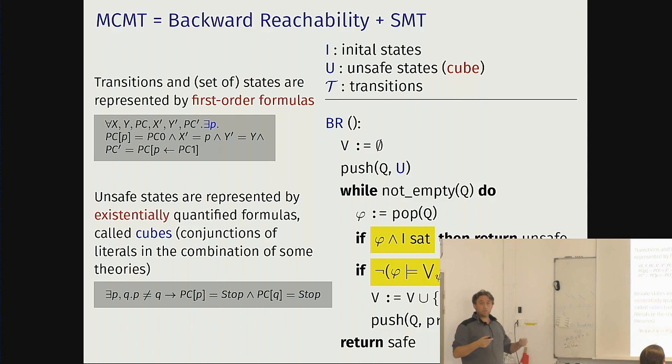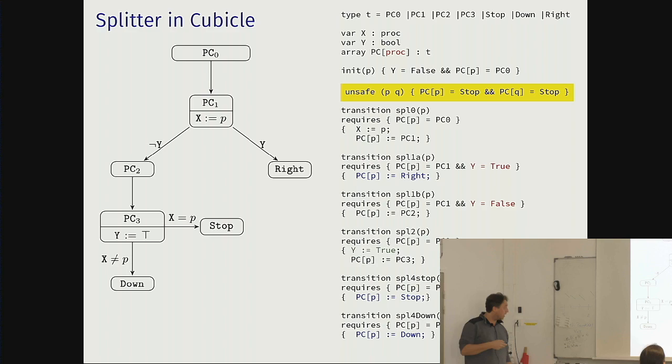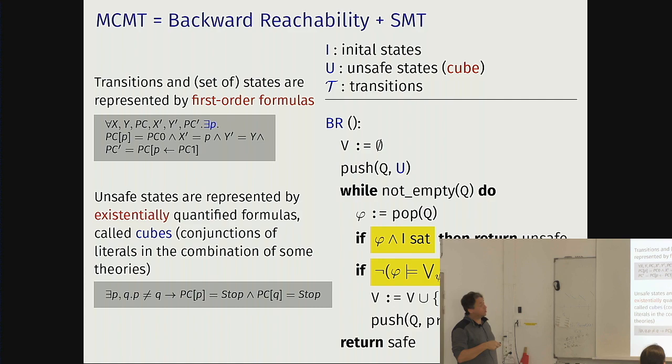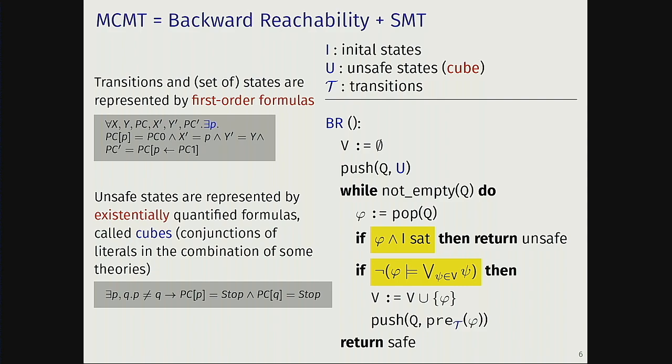So basically, you have a universally quantified formula that describes initial states, again for all p. And you have an unsafe formula, Q, that describes bad states, and you have your transition system described using this kind of formula. As usual, you have a set V of visited states. Because states are formulas, V is going to be a set of formulas. And you have some data structure to run the backward reachability, for instance a queue, let's say.